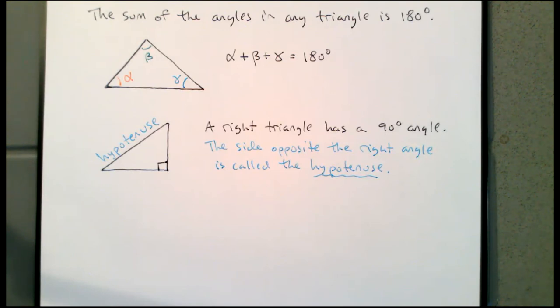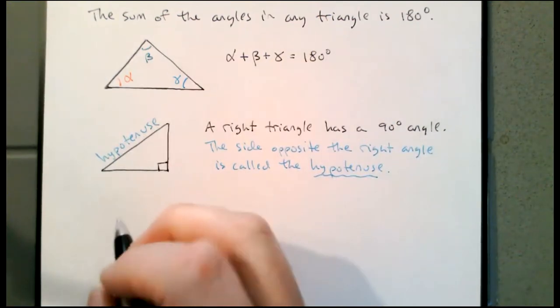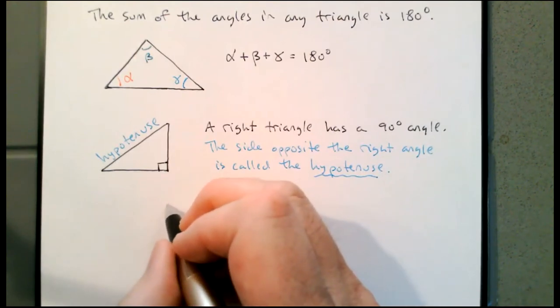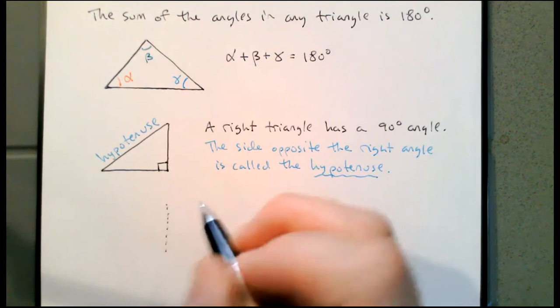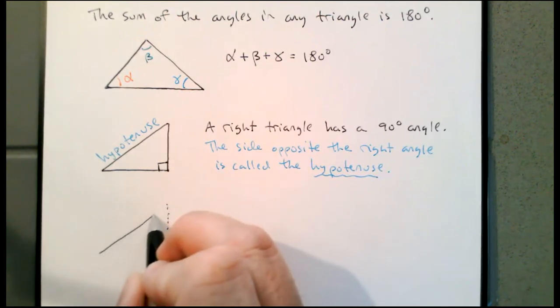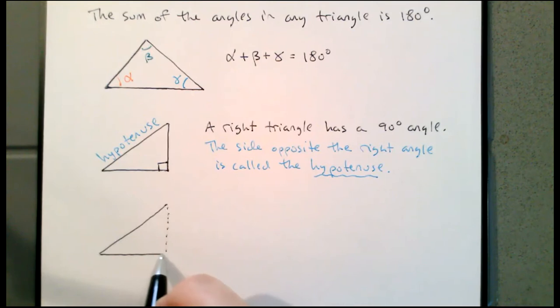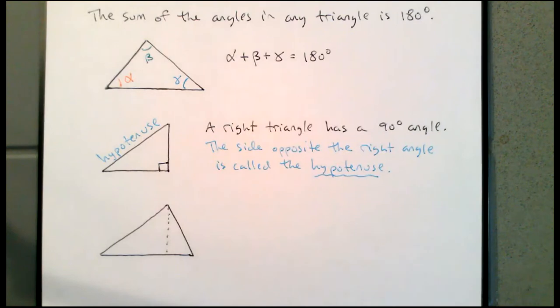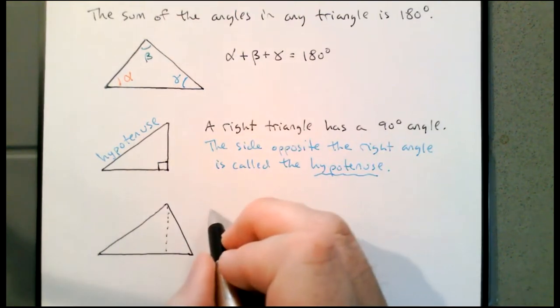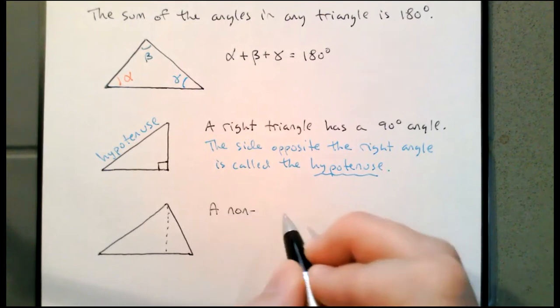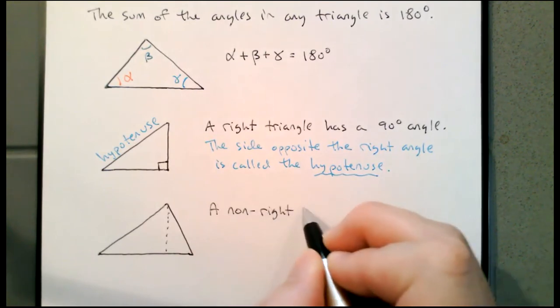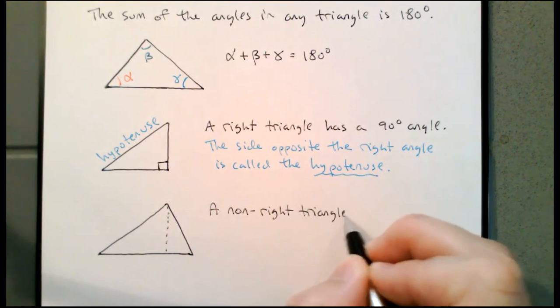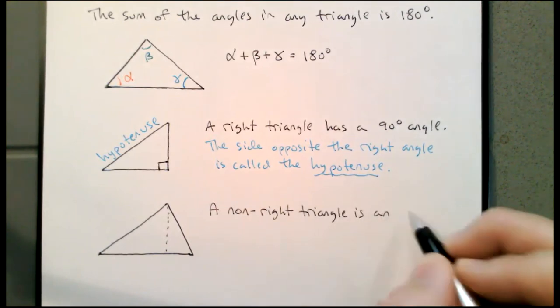A non-right triangle, that is, if none of the angles are right angles, then we're dealing with an oblique triangle. So a non-right triangle is an oblique triangle.